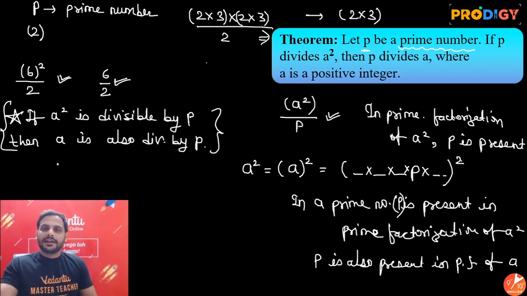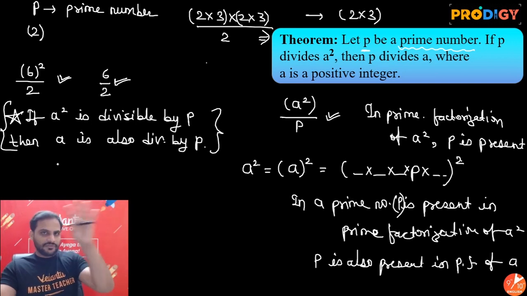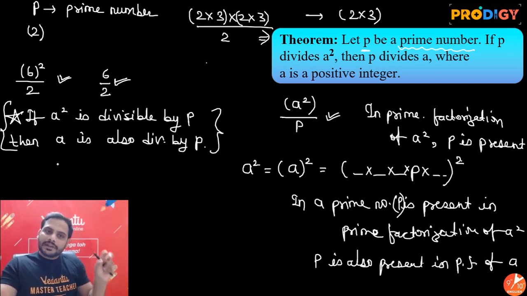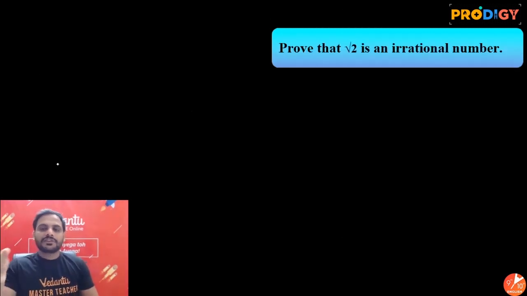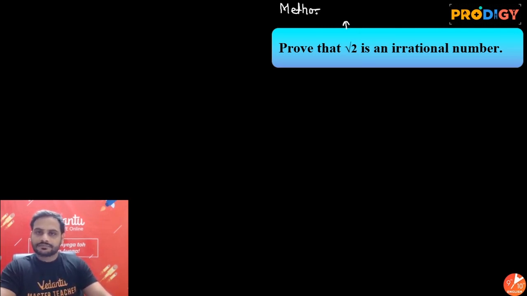You can get the idea that if a square is divisible by p, that means p is present in the prime factorization of a square. Definitely p must be present in a as well. Alright, now based on this we will get the proof that root 2 is an irrational number. To prove that root 2 is an irrational number, we use something called the method of contradiction.